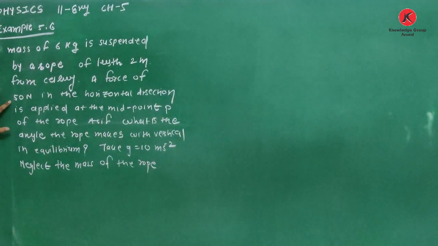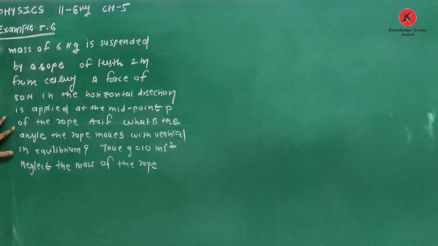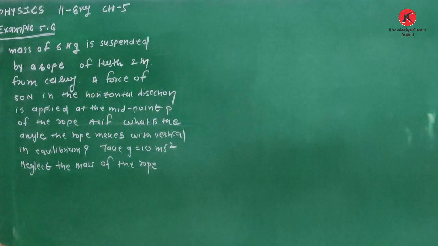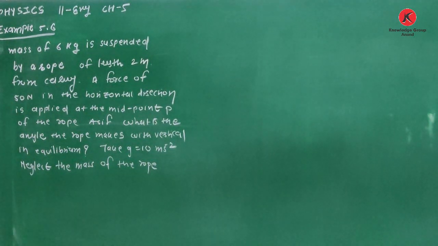A force of 50 Newton in the horizontal direction is applied at the midpoint P of the rope as shown in the figure. What is the angle the rope makes with the vertical in equilibrium? Take g equal to 10 meter per second square and neglect the mass of the rope. See what is given.